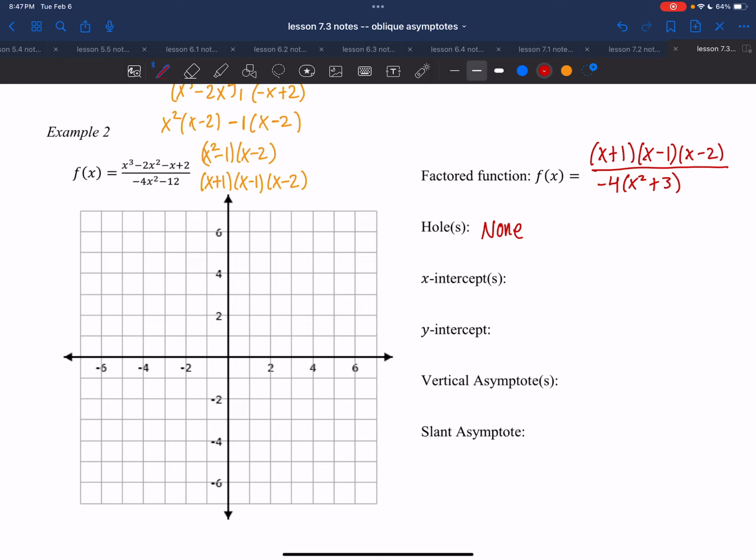X-intercepts. Okay, well, what makes the top 0? I've got -1, 0. I've got 1, 0. And I've got 2, 0. All coming from the roots of that top polynomial.